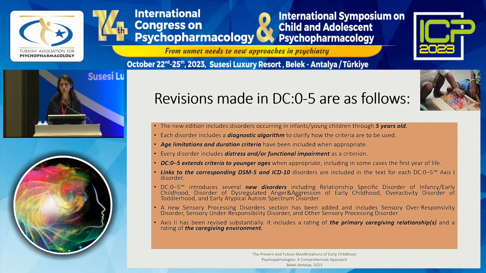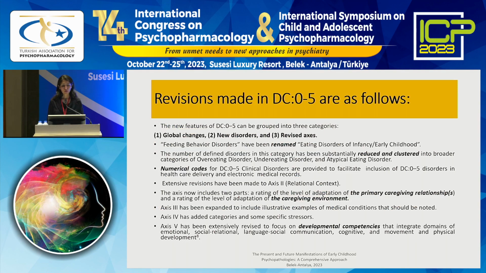In DC-05, the major thing is age, from 3 to 5. There is a diagnostic algorithm for each disorder. There is age limitation, duration criteria, distress and/or functional impairment used as a criterion, and it extends criteria to younger ages. And the most important thing is that it links to the corresponding DSM-5 and ICD-10 disorders. There's a link. There are some new disorders included, which I will mention. And for the third axis, both relation and secondly caregiving, that is, the relationship with the caregiver in particular, is included. These are some of the global changes, new disorders and revised axis.